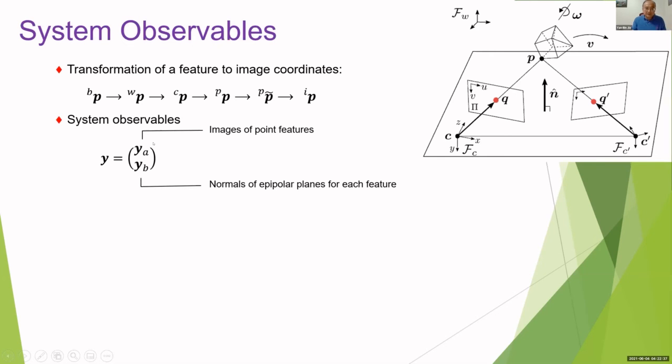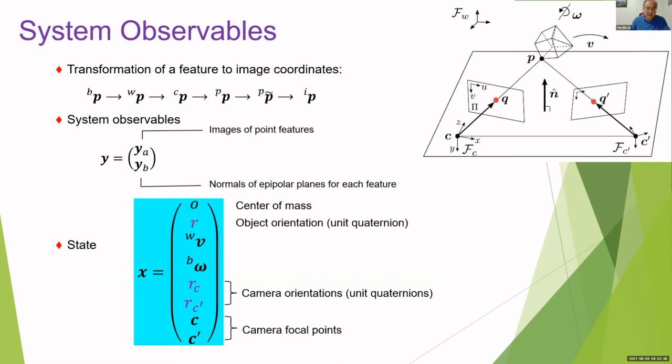So the system observables are the images of the point features, and also, because of these two cameras in the epipolar configuration, we use the normal epipolar planes for these features. We get 27 variables, including center of mass and object orientation by a quaternion. We also have camera orientations, because the camera orientation is not exactly known, even though they are known to a good approximation. And then we have the velocity, angular velocity. We also have the cameras' focal points.